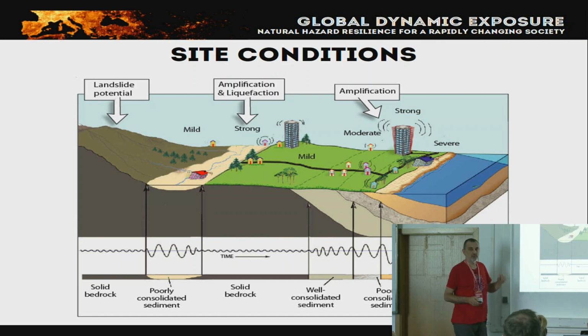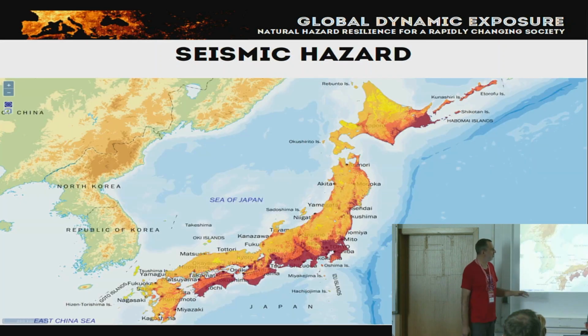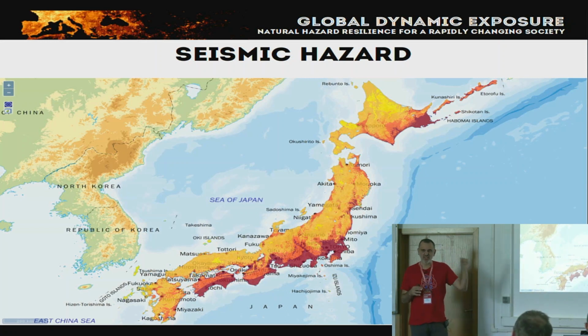So taking this into account, and the locations of earthquakes, we create an earthquake hazard map. This hazard map basically tells you what shaking levels, maximum shaking levels, you would expect in, say, roughly 50 years, and at which probability.